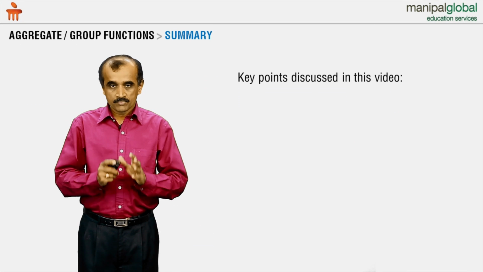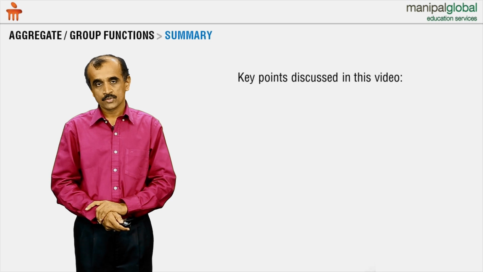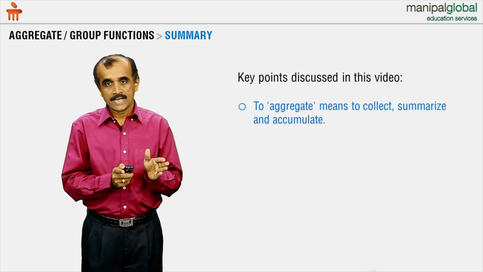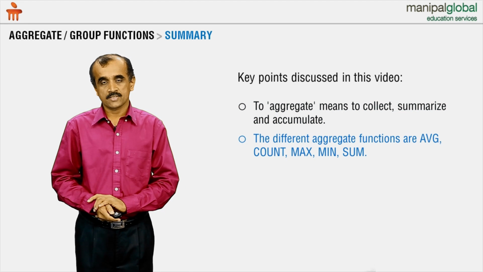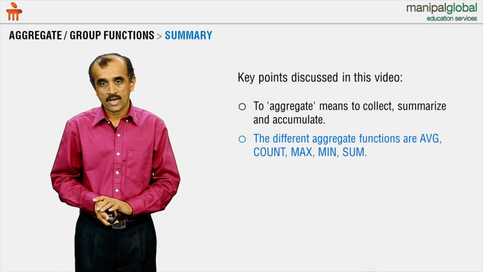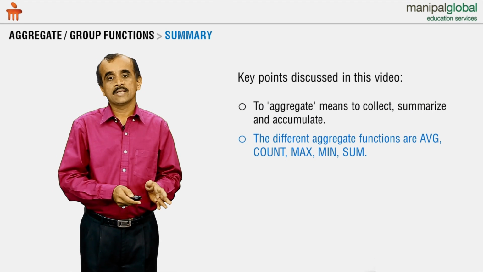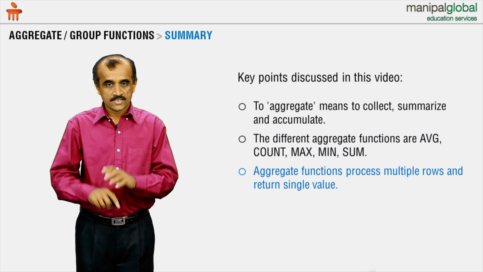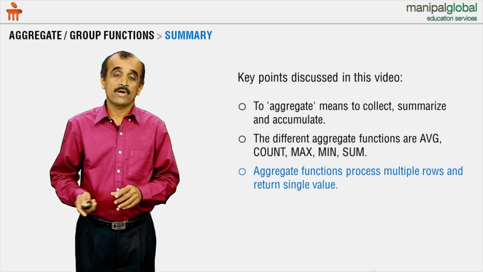With that, we come to the end of this video. What are the key points that we discussed here? To aggregate means to collect or summarize or accumulate. The most commonly used aggregate functions in Oracle are AVG, count, max, min, sum, and these aggregate functions process multiple rows and return a single value. That is important.